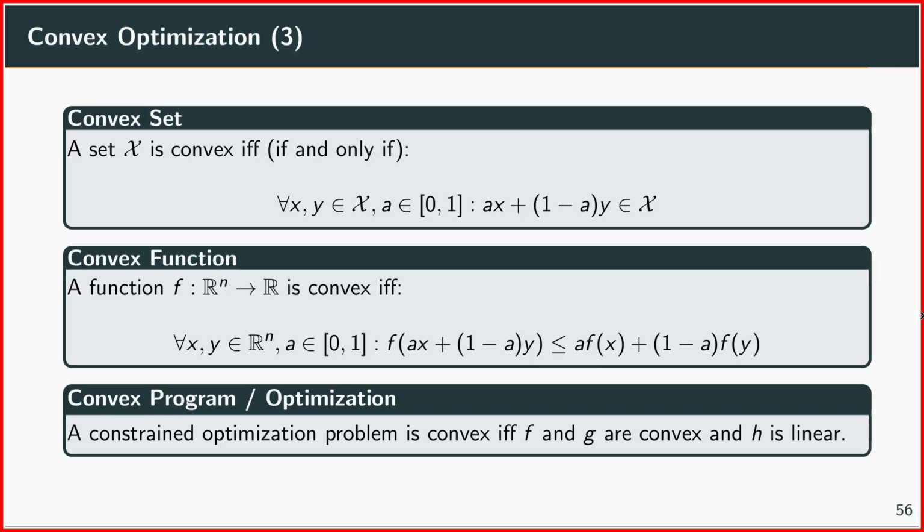And we can actually use it to define when an optimization problem is convex. And so we say the constrained optimization problem is convex if and only if f and g are convex and h is linear. So I'm sorry that you can't see this. I just move this away.